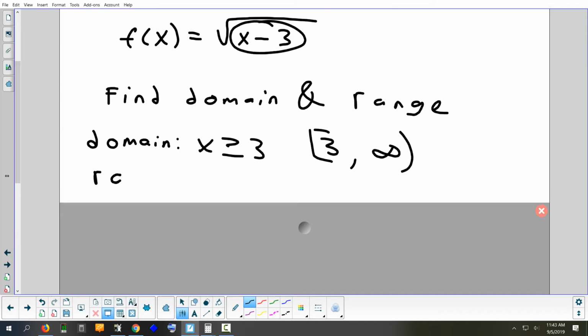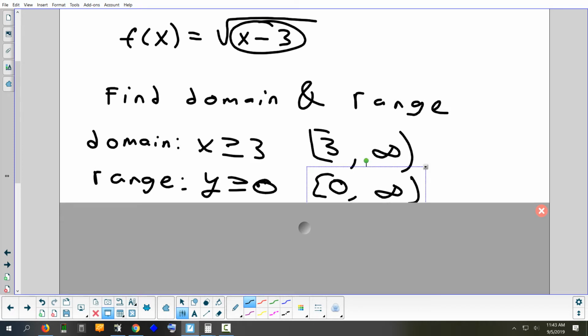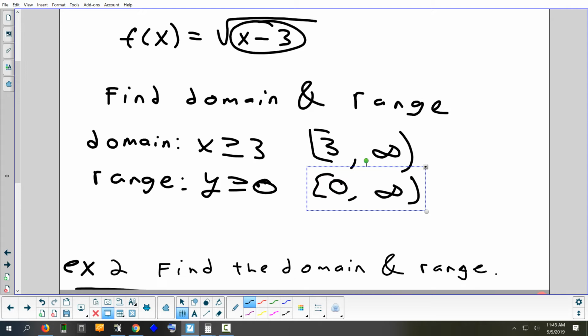So you can say the range is any number greater than or equal to 0, or you can write it like this. That's your low value, that's your high value. So the lowest it goes is 0, including 0, it does hit it, and the highest it goes is infinity.